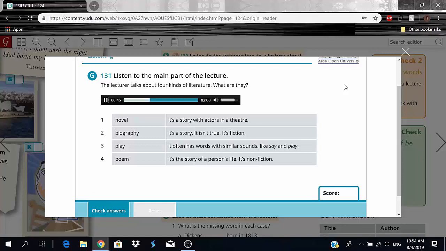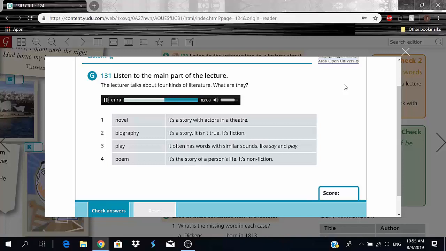The second kind of literature is the biography. A biography is also the story of a person's life, but it is the life of a real person. We call this kind of literature non-fiction. There are biographies of every famous person in the world. For example, there are biographies of Princess Diana, Nelson Mandela, and Bill Clinton.